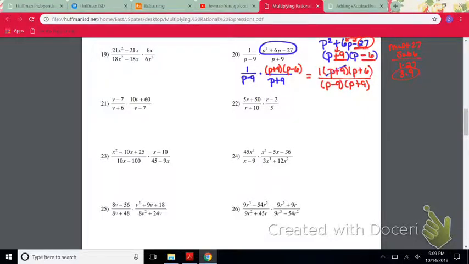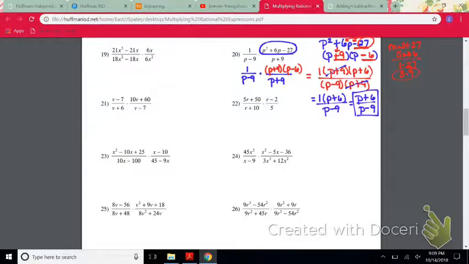Well, notice both of them have a p plus 9, so I can get rid of that. And so I have that 1 times p minus 6 on top over, I have just p minus 9 on bottom. And then remember, we said 1 times anything is itself, so I could have written this as p minus 6 over p minus 9. And I can't reduce anything else there because the top is superglued together with the minus sign and the bottom is superglued together with the minus sign.